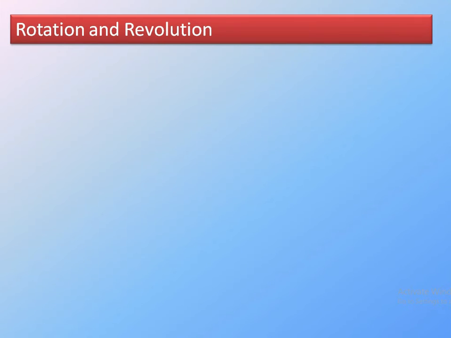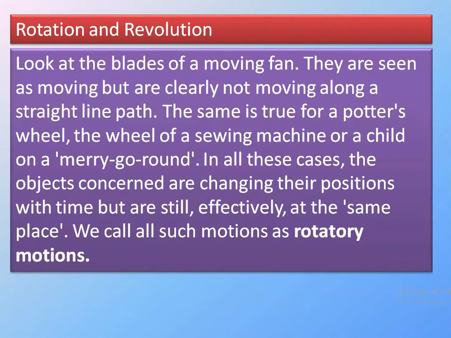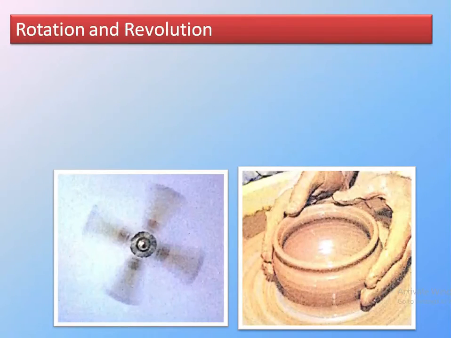Rotation and revolution. Look at the blades of a moving fan. They are seen as moving but are clearly not moving along a straight line path. The same is true for a potter's wheel, the wheel of a sewing machine, or a child on a merry-go-round. In all these cases, the objects concerned are changing their positions with time but are still effectively at the same place. We call all such motions rotatory motion. These are some examples of rotatory motion.